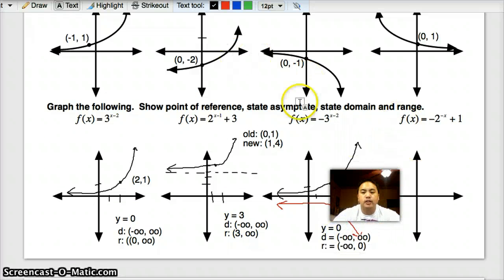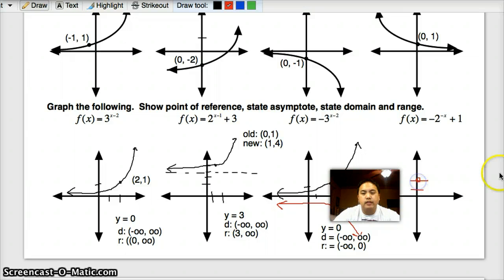All right, last one. How am I running out of time already? I got a negative x and a negative 2, and I have this plus 1. Well, first, I'm going to draw the basic graph, which has my reference point at (0, 1), and I need to move it up 1. Do you see how my new reference point will be at (0, 2)?